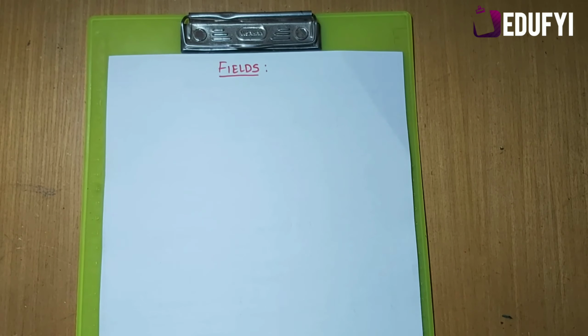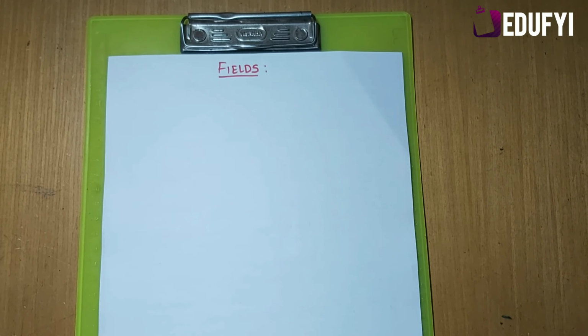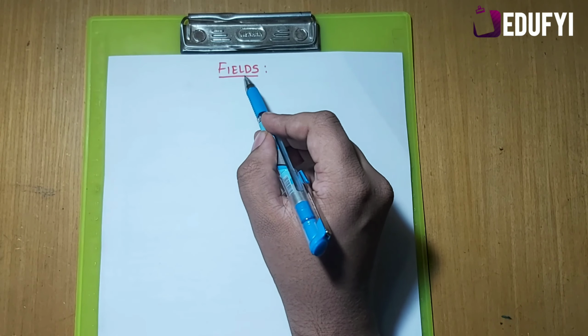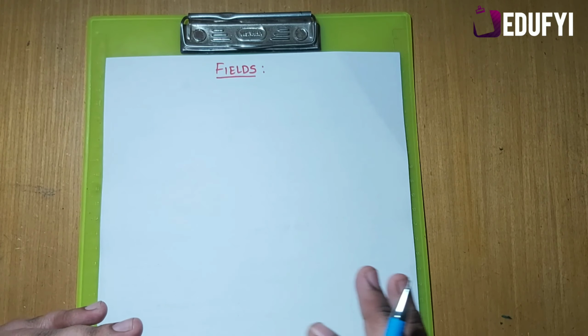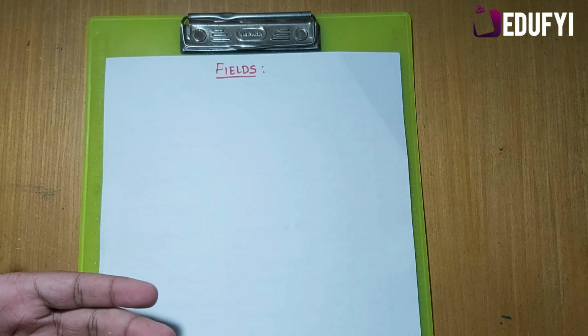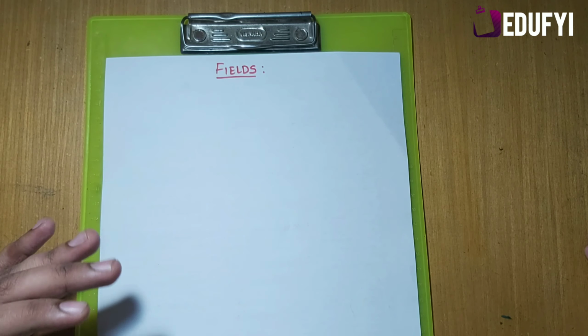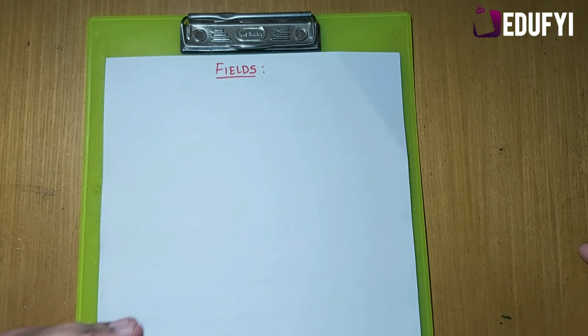I have already done a video on rings, so you can check it out. The link will be down in the description. Now we'll be moving on to fields. What is a field? Rings and fields are pretty simple. I will also be doing a new video about the difference between rings and fields. You can check it out.